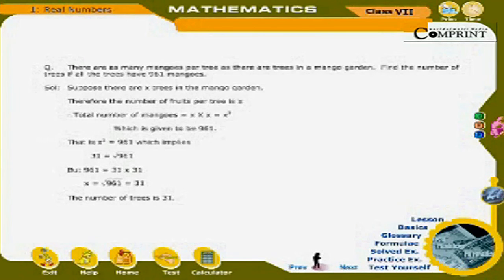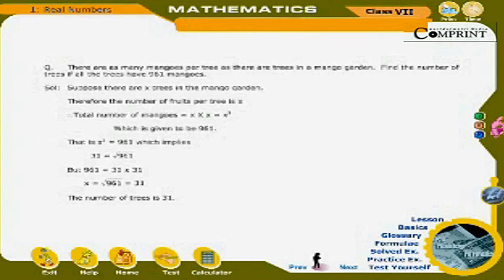Question: There are as many mangoes per tree as there are trees in a mango garden. Find the number of trees if all the trees have 961 mangoes. Solution: Suppose there are x trees in the mango garden. Therefore, the number of fruits per tree is x.